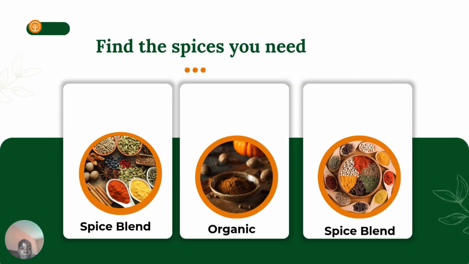Okay, so let's look at where we can find some of the spices. We have spices we are used to, and we have a spice blend. You can blend your spices. We have organic spices and spice blends. That means you can mix two or more spices together, and then use it for your food item.